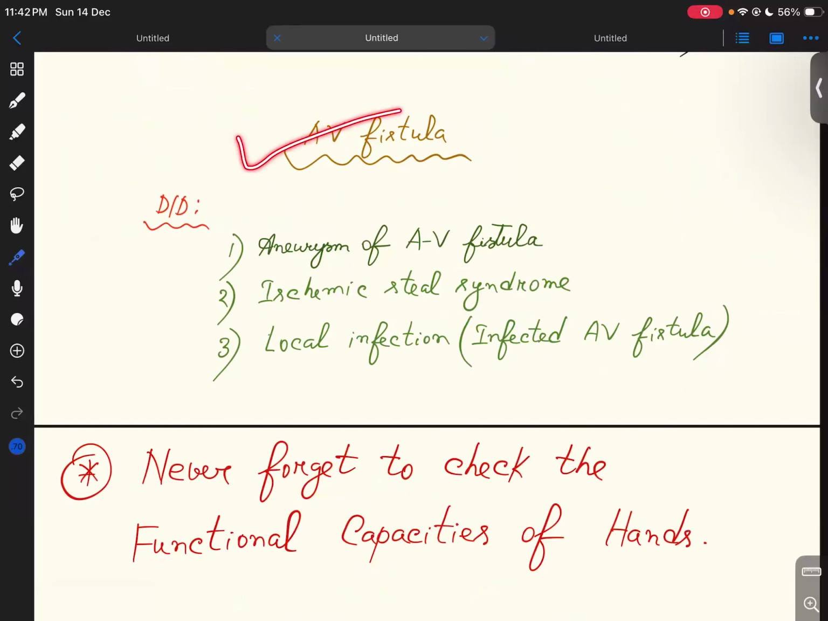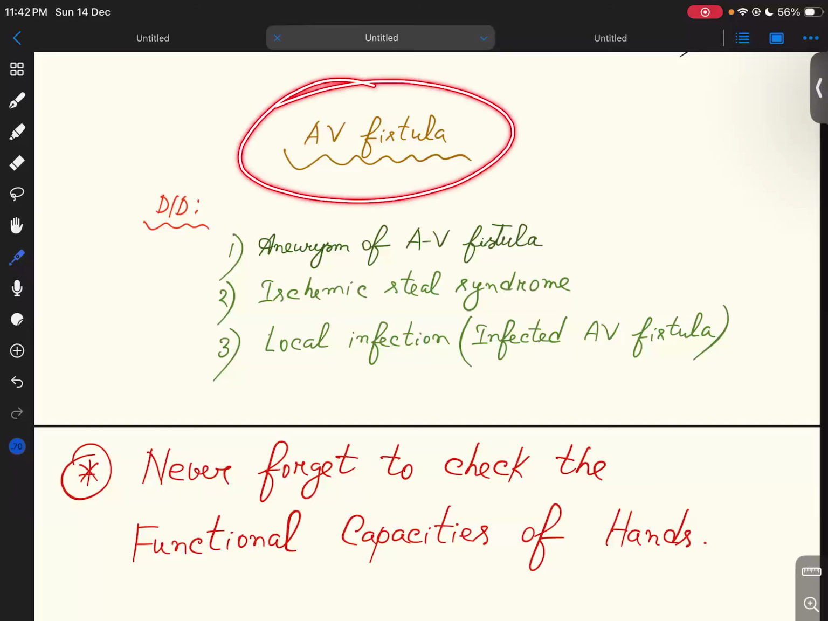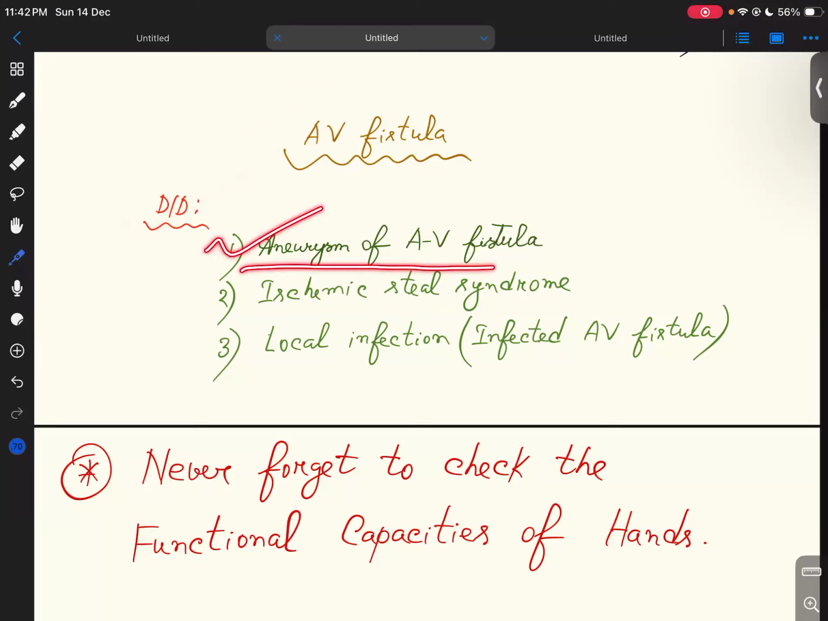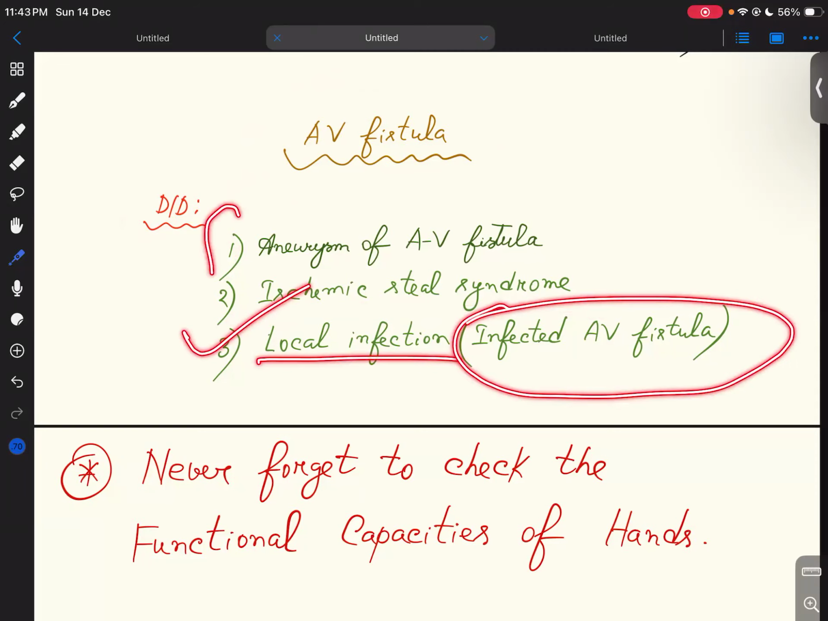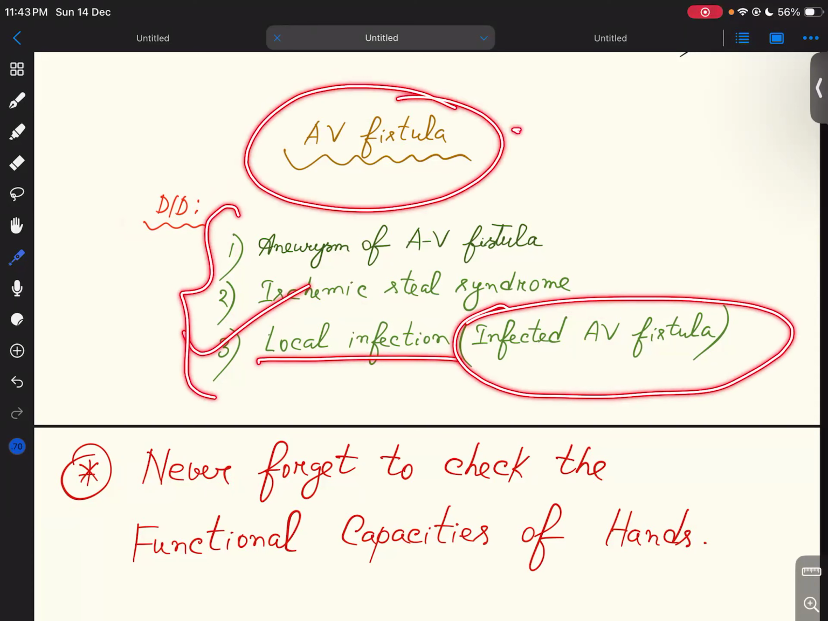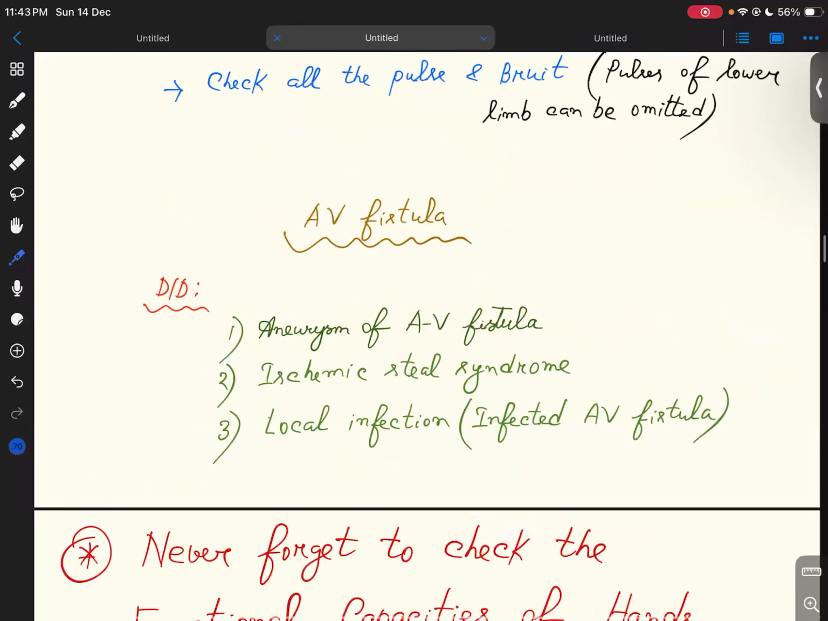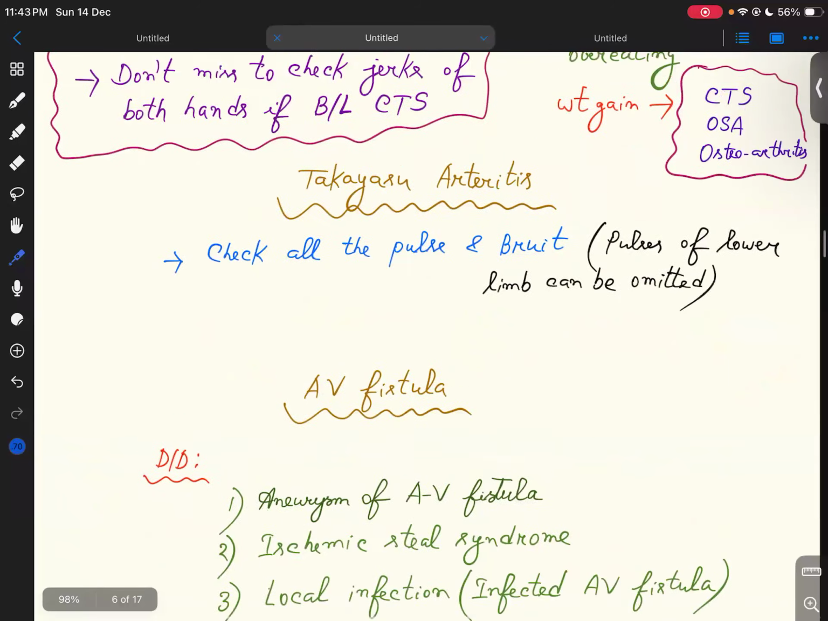Another thing is AV fistula. This is a popular case for the Delhi Center. So these are the causes of pain due to AV fistula. This can be due to aneurysm of the AV fistula, or due to ischemic steal syndrome, or due to local infection, that is, infected AV fistula. In all of these cases, the patient with AV fistula can experience hand pain. So this is all for the differential diagnosis of hand pain.